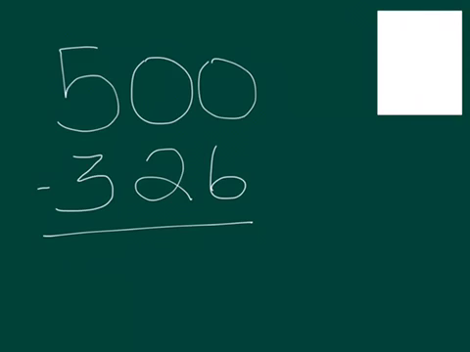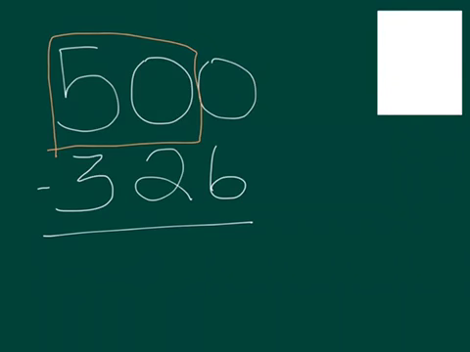Now I want you to look at 500 minus 326. And I want you to try to solve it using the box method. So the first thing we do is we think about the number 500. And how many tens are in the number 500? Well, there's 10 tens for every 100. If we count by tens, we get 50.